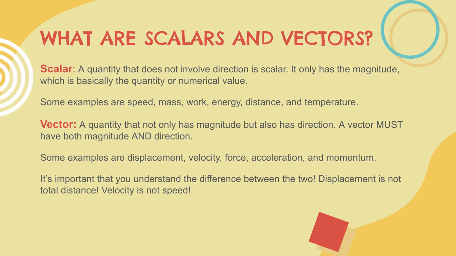A quantity that not only has magnitude but also has a direction is a vector. A vector must have both magnitude and direction. Some examples are displacement, velocity, force, acceleration, and momentum. It's important that you understand the difference between the two. Displacement is not total distance. Velocity is not speed.